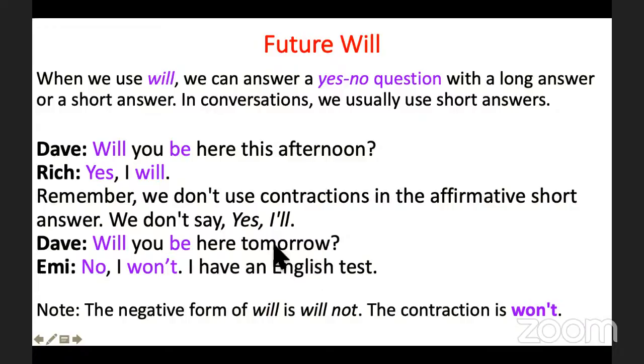Excellent. So, the negative form of will is will not. However, we always use the contraction, which is won't. Okay, just remember that we don't use will not. Okay, let's just use won't. All right, always contractions, right?